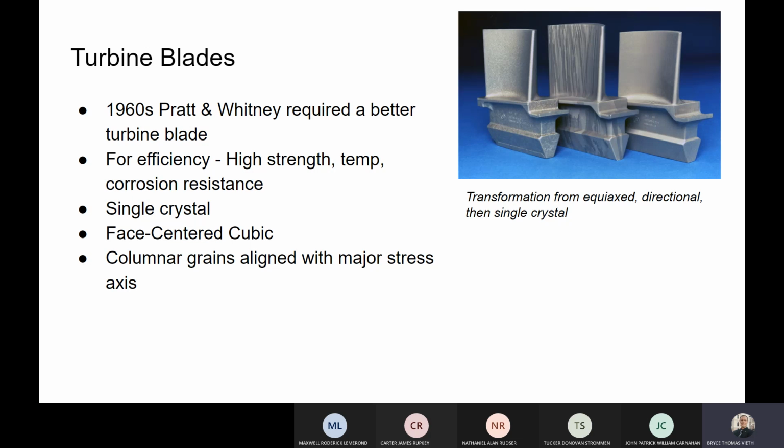This is a face-centered cubic type blade, and the columnar grains are aligned with the major stress axis. Why that's a big deal is because as the turbine spins, the stress will go with the grains, which allows it to deal with much more stress within the engine. In the upper right-hand corner, you see a picture of the transformation: on the left-hand side, the turbine blade starts as equiaxed, then you can see the directional crystals, and then the final product where it turns into a single crystal.